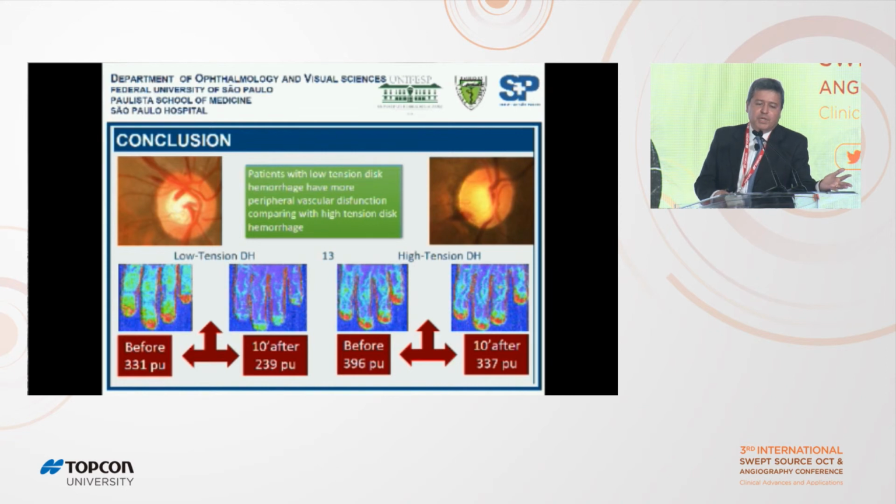And this is the conclusion. Patients with low tension disc hemorrhage have more peripheral vascular dysfunction compared with high tension disc hemorrhage. Something that I like from Topcon OCT is that for every scan you have a retinography. There are a lot of signs that we know are related to glaucoma that we lose if we only look at the OCT, for example disc hemorrhage, which I think is one of the most important ones. So for each scan you have a chance to see how the optic nerve is and to combine all the information.